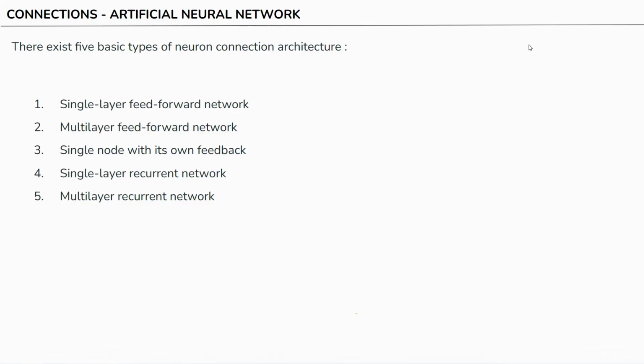Second one is multi-layer feed forward network. Third one is single node with its own feedback. Fourth one is single layer recurrent network. Fifth one is multi-layer recurrent network. Now we will discuss each one of them.